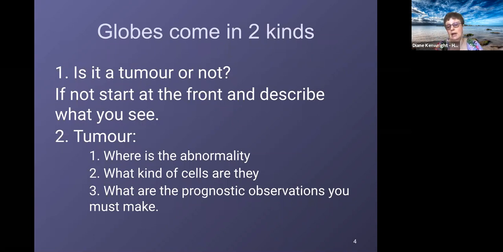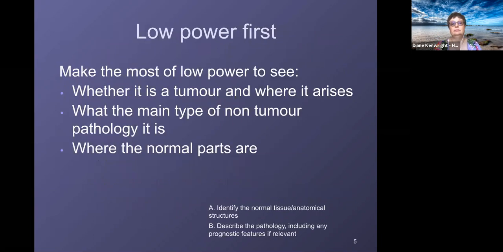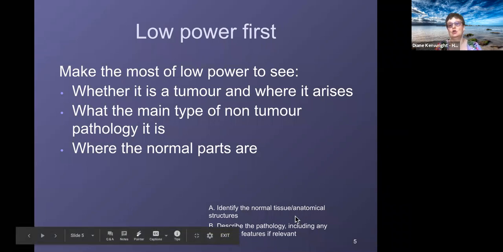Because if you have never heard of the calendar classification, then you aren't going to be able to make accurate observations about what kind of cells we have. Okay, so make the most of low power. Whether it's a tumor and where it arises, and where the main type of non-tumor pathology is and where the normal parts are. So we're addressing these first two bits here. Identify the normal tissue and start describing the pathology.